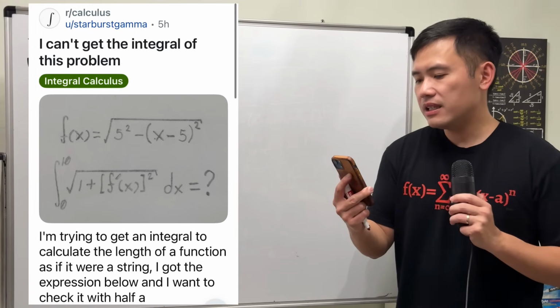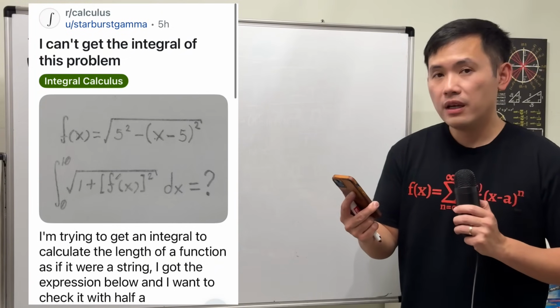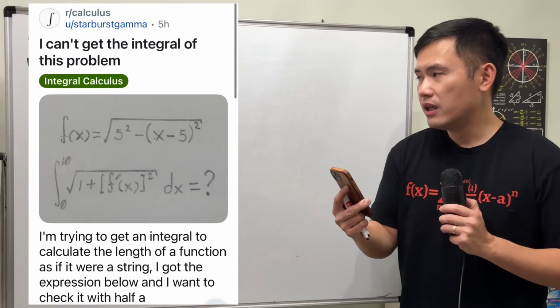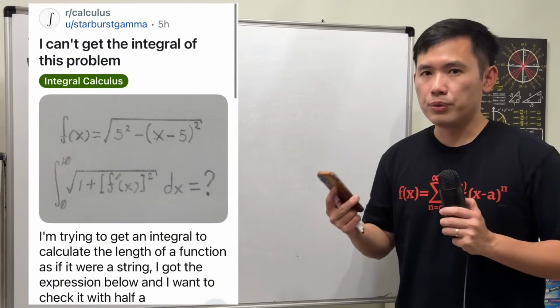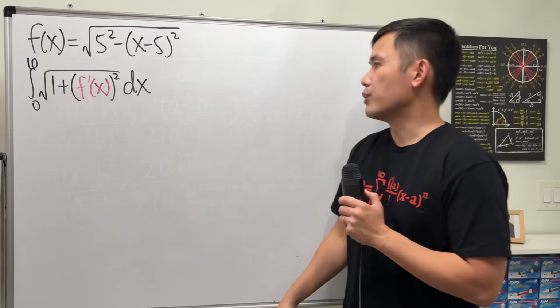I can't get the integral of this problem. So here we have this function, and we are going to compute this integral. And in fact, this integral is going to compute the arc length of the curve for us. So how are we going to do it?